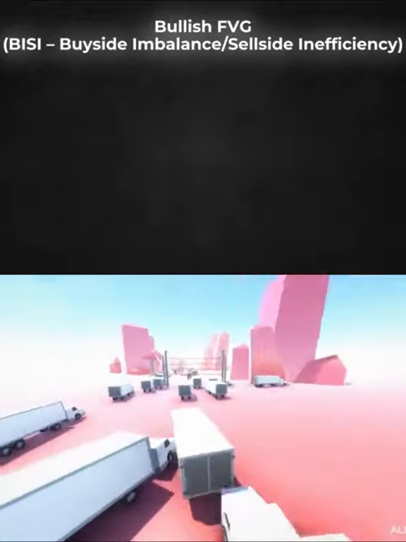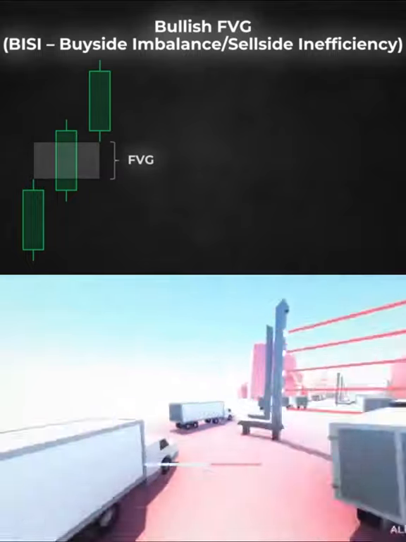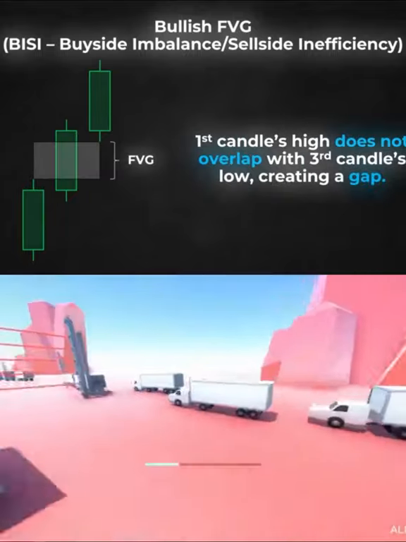The bullish fair value gap is a pattern where the upper shadow of the first candle doesn't overlap with the lower shadow of the third candle, creating a gap between the two.